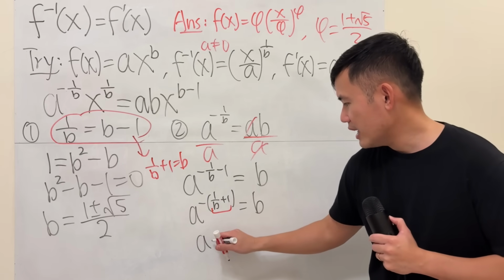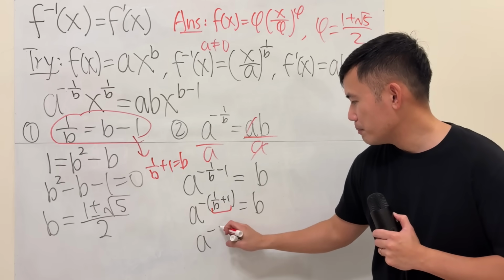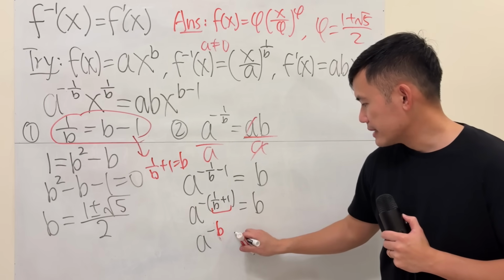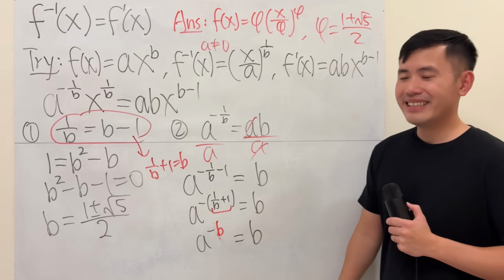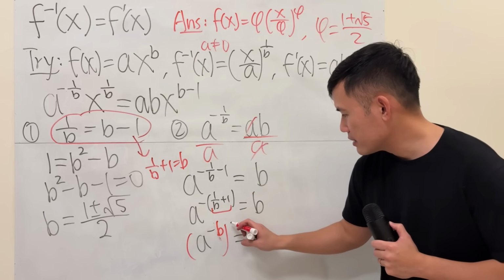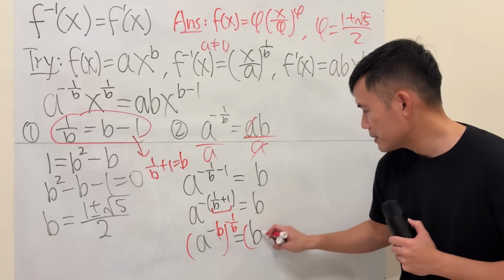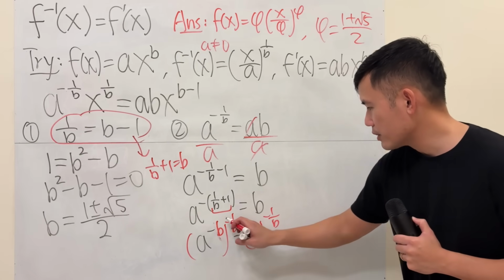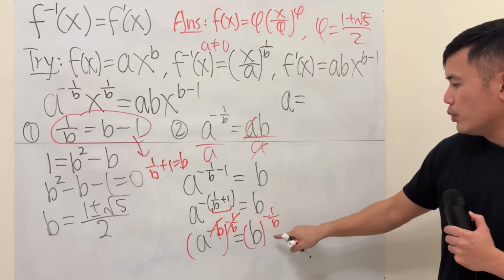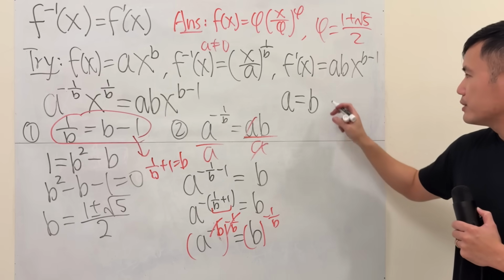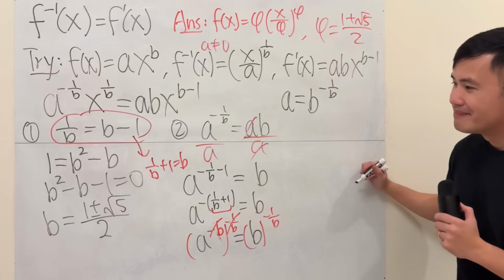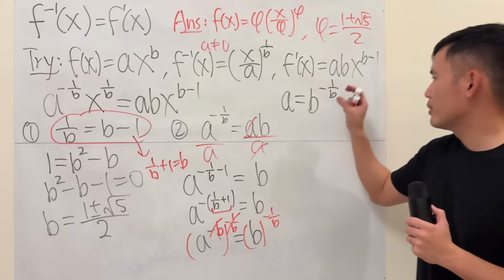So we are going to get a to the negative b's power. That's equal to b right here. Now to solve for a, we just do the reciprocal power to both sides. So raise both sides to the negative 1 over b's power, like so. So they cancel. Now we get a is equal to b raised to the negative 1 over b's power, just like that. And of course, you can just put this number in here and work it out.